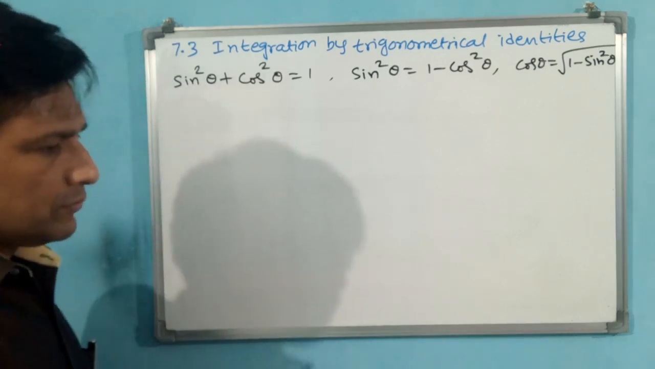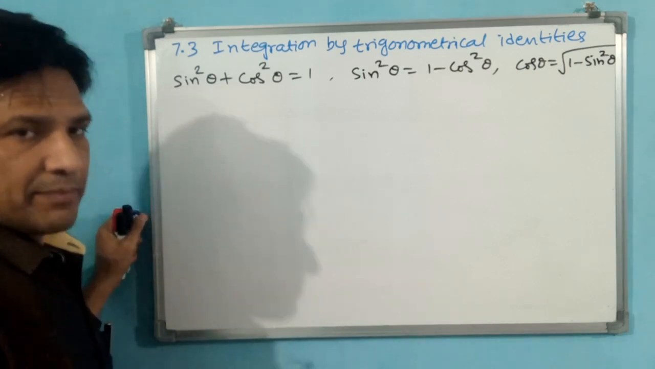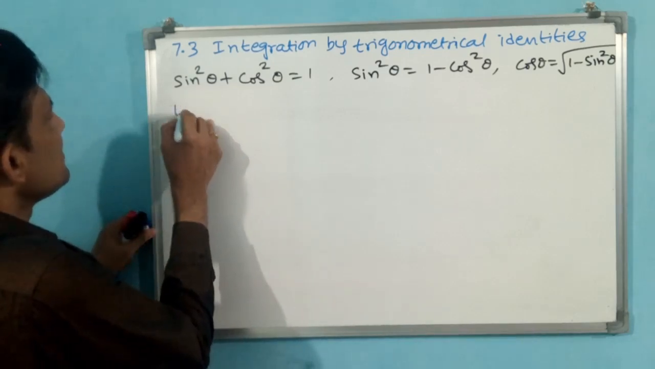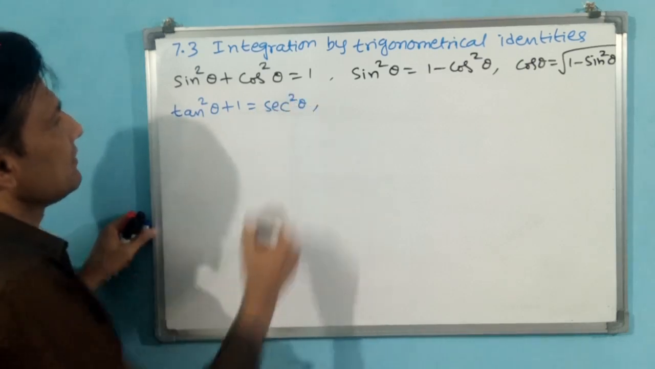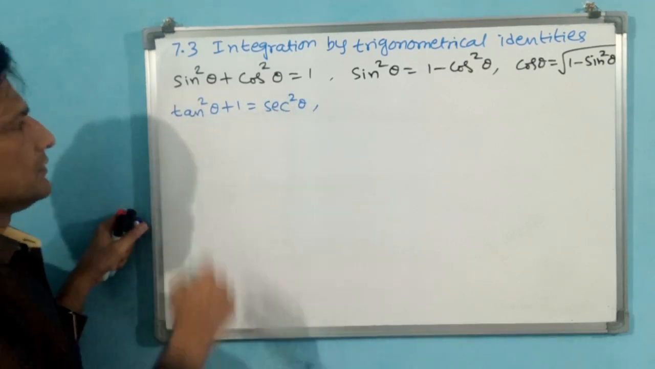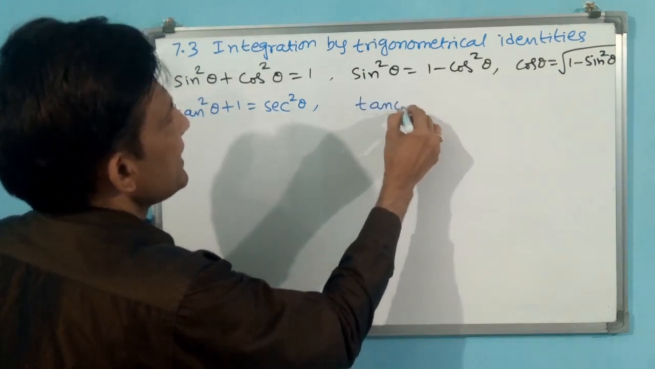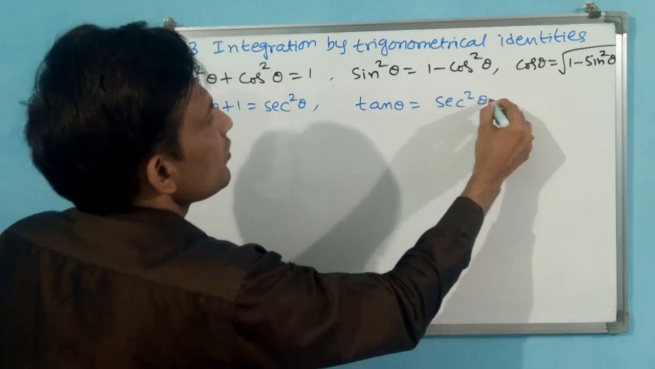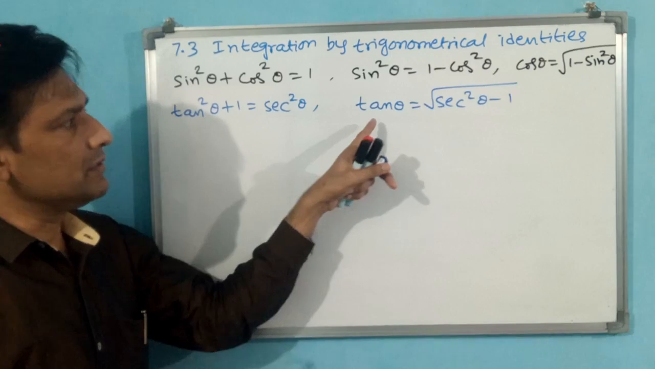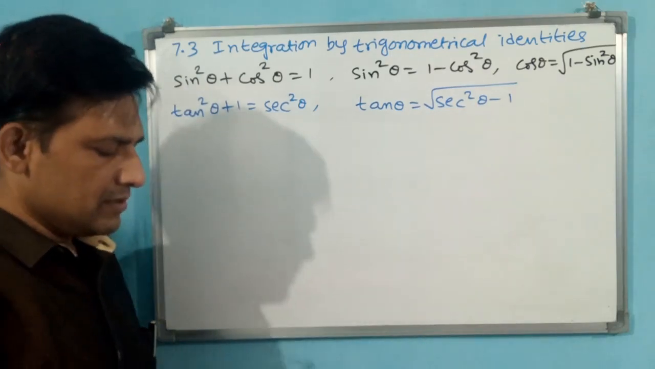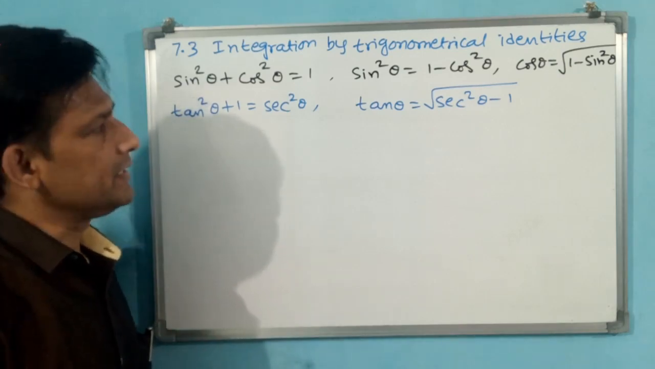Now another thing: tan square theta plus 1 is equal to secant square theta. With this, directly one more formula I can write: tan square theta is equal to secant square theta minus 1, so tan theta is equal to the square root of secant square theta minus 1. This also we can take as an identity.